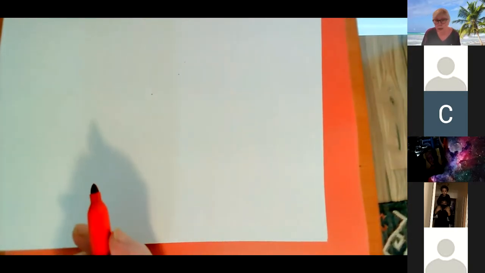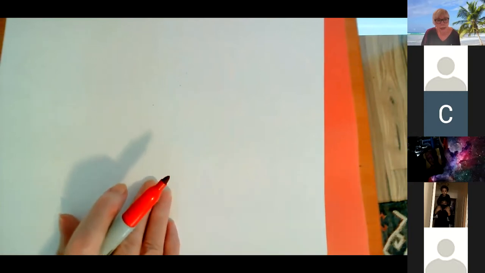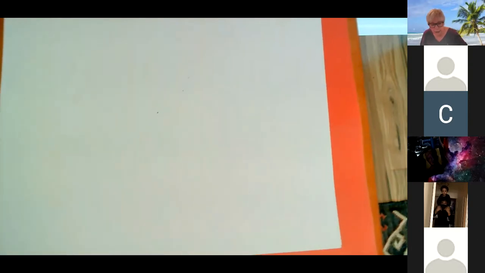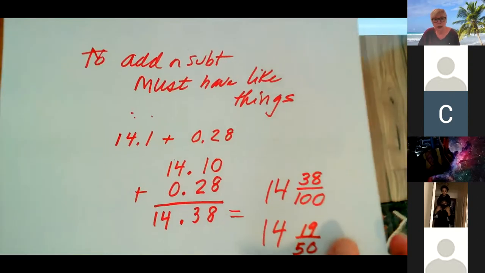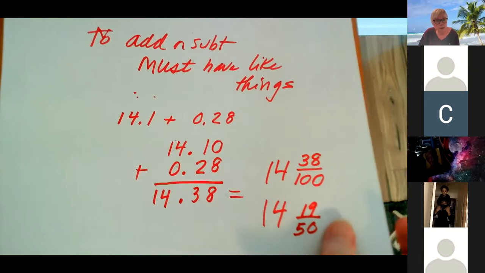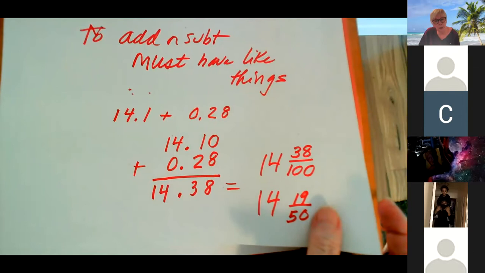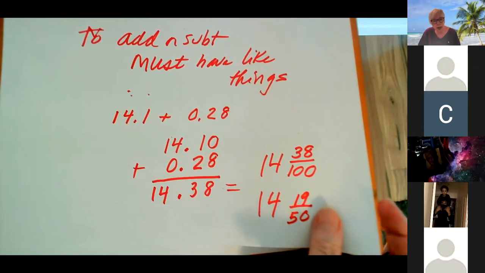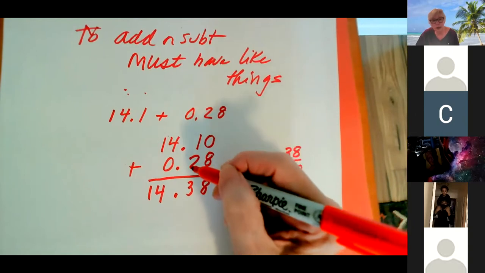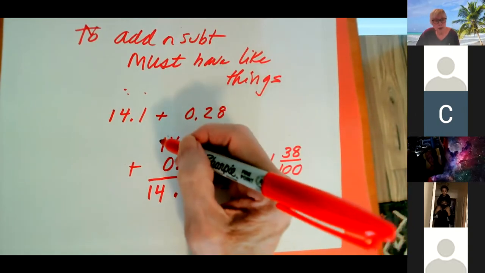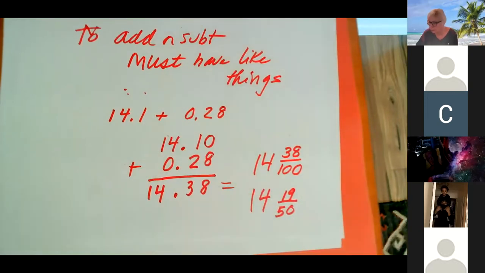So, the thing about adding and subtracting, remember, to add or subtract, you must have like things. So in decimals, that means the decimal point for adding and subtracting must be lined up so that you're adding tenths to tenths, hundredths to hundredths, the ones to the ones, the tens to the tens, and so on.